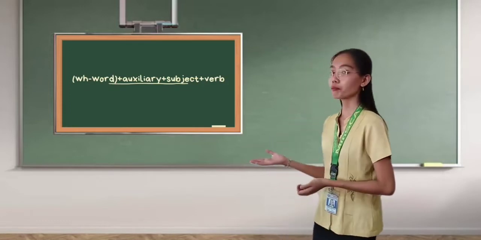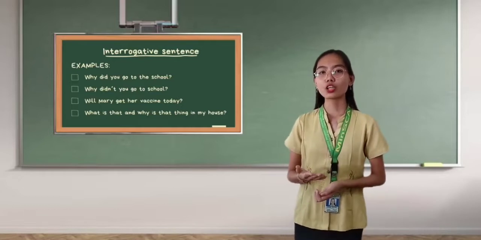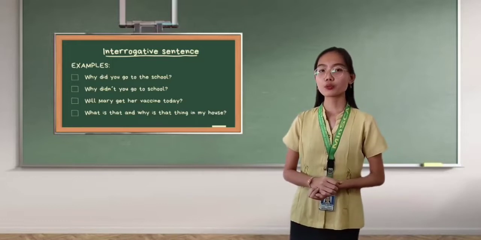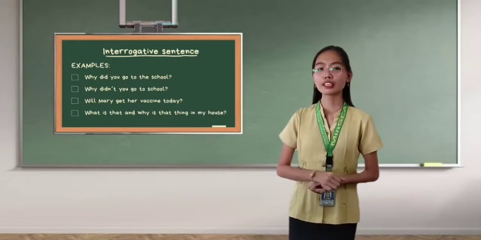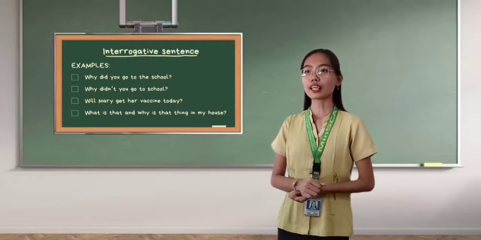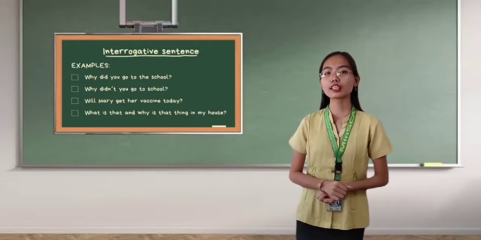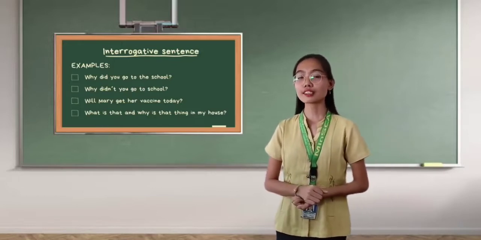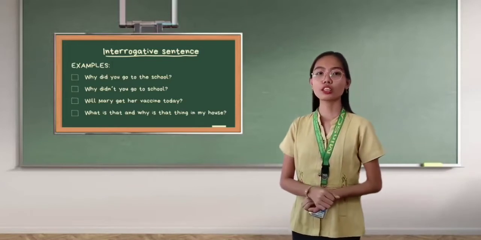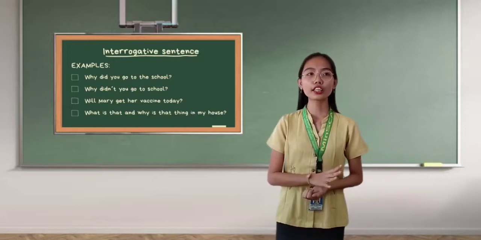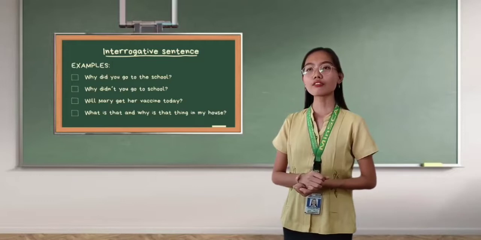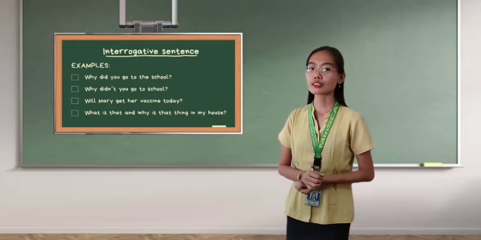Look at these examples. Why did you go to school? Why is the WH word, did is the auxiliary verb, you is the subject, and go is the verb in the sentence. It is considered a positive interrogative sentence. Here's another example. Why didn't you go to school? We have here the same word order of an interrogative sentence. However, this one is a negative kind of interrogative sentence.